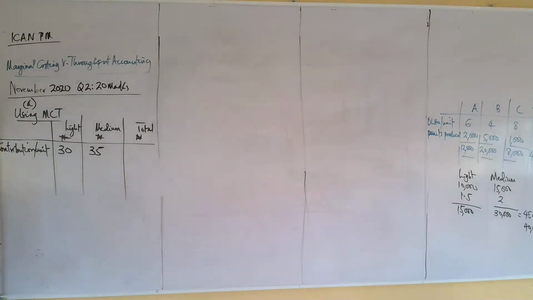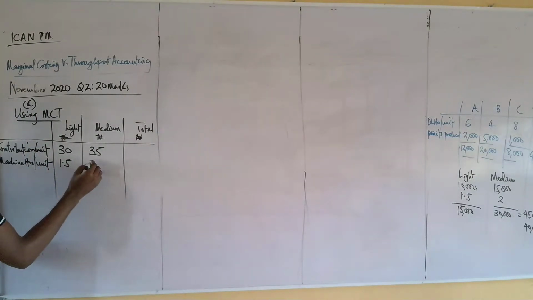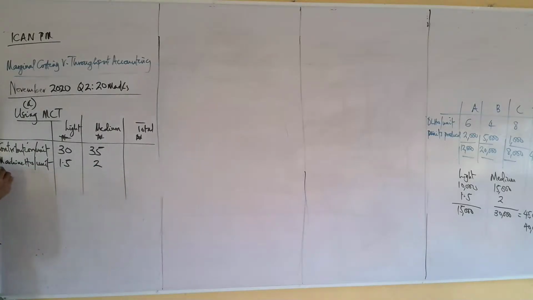Next step is what? Calculate the contribution of throughput by bottleneck. So we bring in the bottleneck, which is machine hours per unit. In this case, it is what? Per unit, 1.5 for light. And here it is 2 hours. Then the next is to calculate the contribution per bottleneck, that's contribution per machine hour. So it's just to divide again.